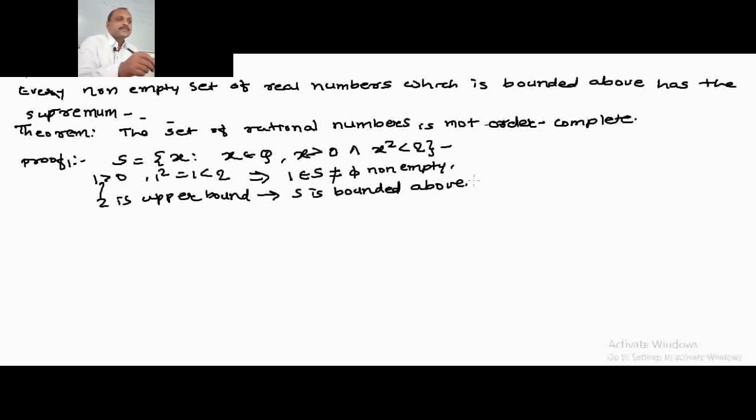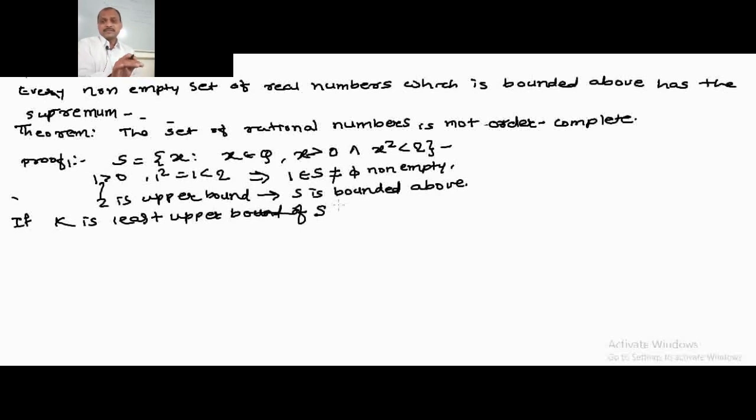Then if we assume here, very importantly, that K is the least upper bound of this set S, that is, the supremum of S. If we have proved K is a least upper bound of this set, then it is proved that the order completeness property theorem is true for rational numbers also.